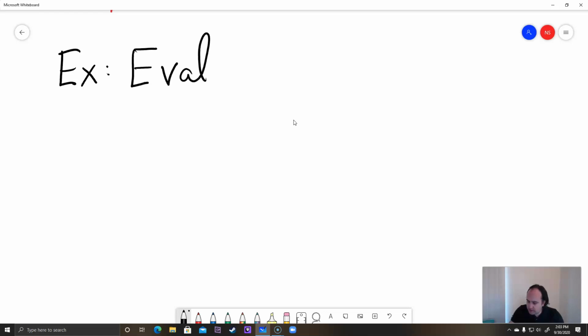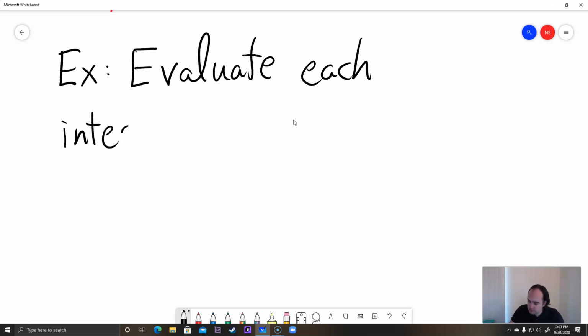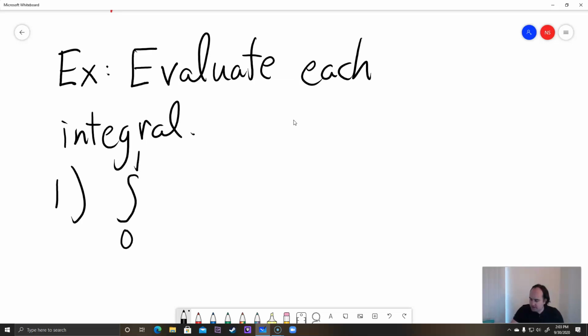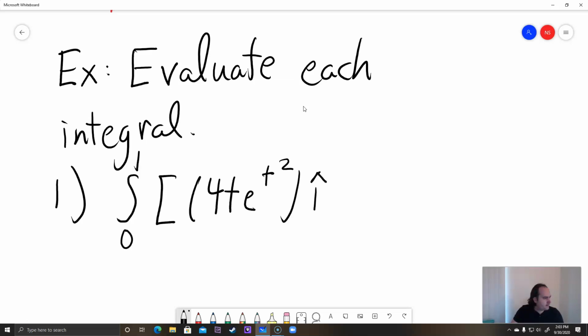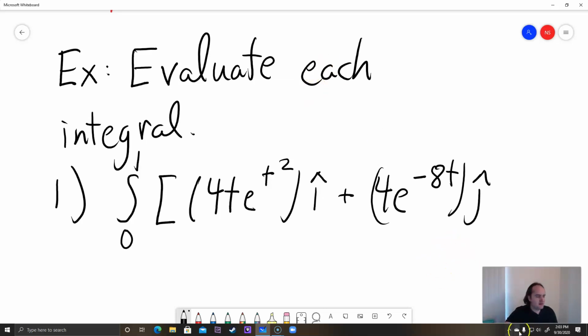Evaluate each integral. For problem number 1, we're going to integrate from 0 to 1 the vector function 4t e to the t squared times i, plus 4 e to the negative 8t times j, plus 2k dt.